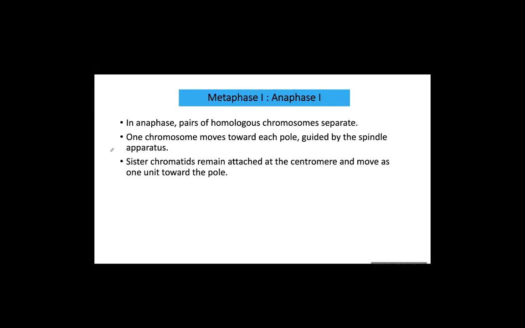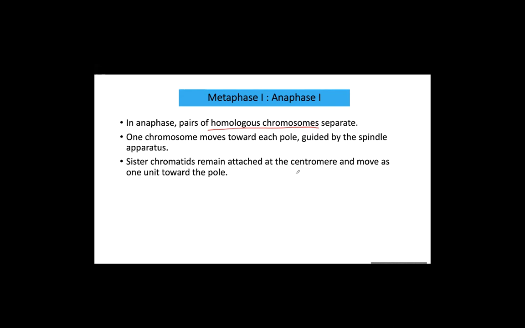Anaphase one. Pairs of homologous chromosomes separate. See, the separation of homologous chromosomes is the main event in anaphase one. One chromosome moves toward each pole, guided by the spindle apparatus. Sister chromatids remain attached at the centromere and move as one unit toward the pole.